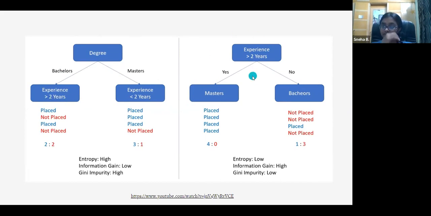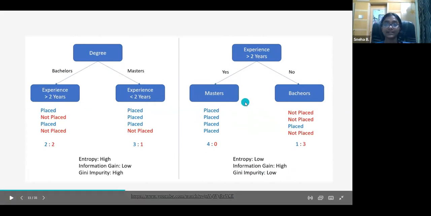But when experience greater than 2 years is the root, you can see that once you say whether experience greater than 2 years is either yes or no, based on this node you're splitting it, and then you're using degree. Degree is given second priority and experience is given first priority. In that case, you're able to split that data better. So this is why this has lower Gini impurity, lower entropy, and higher information gain.